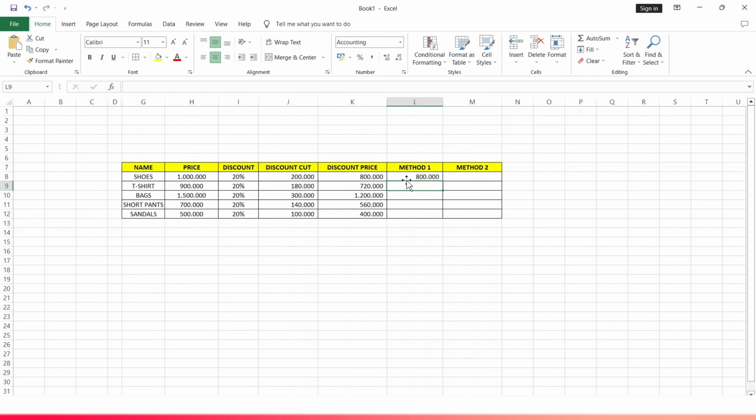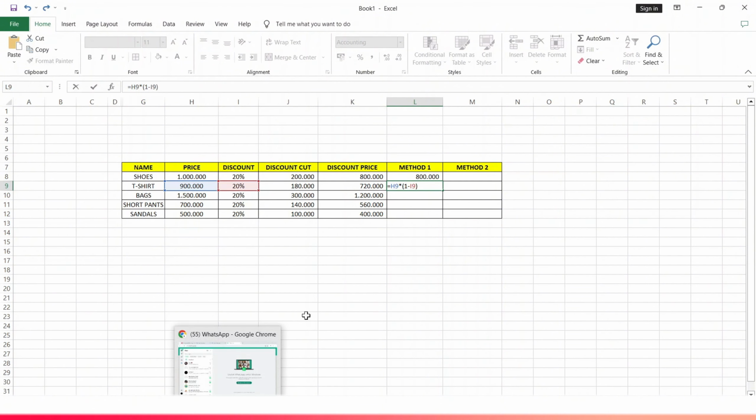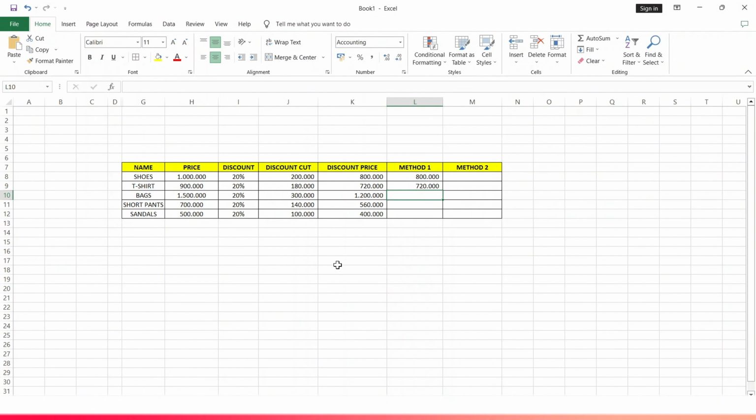And for the next row, do the same thing. Tap on the first method cell. Type equals. Then tap on the initial price. Type multiplied. Type open brackets. Type the number 1. Type minus. Tap on the cell discount amount. Type close brackets. And then tap enter. Here the price amount after the discount has come out. And for the next row, please tap the two prices and pull down to find out the price.